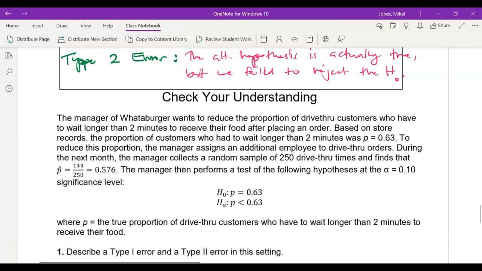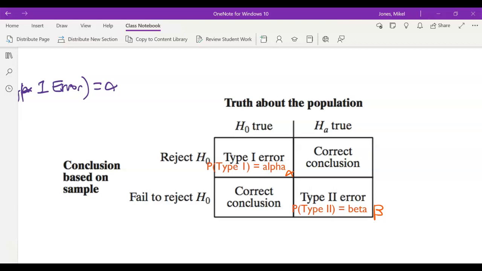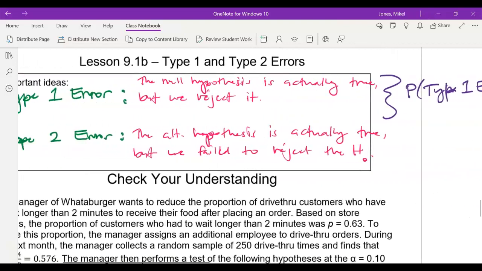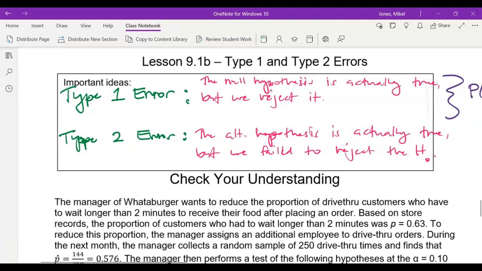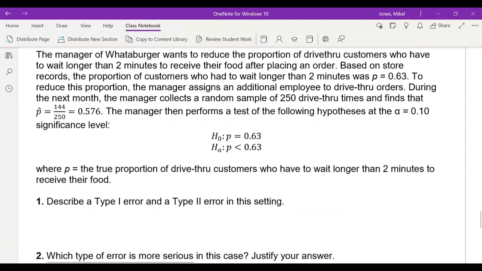Okay, so the type 1 error would be, according to this chart, that the H0 is true, but we rejected the H0. So the type 1 error would be that the H0 is true, so adding the additional employee did not reduce the amount of time, but we rejected it. So he thought that adding an additional employee was helpful.